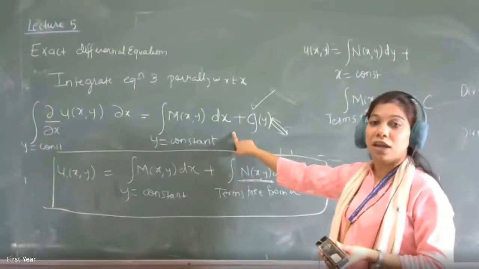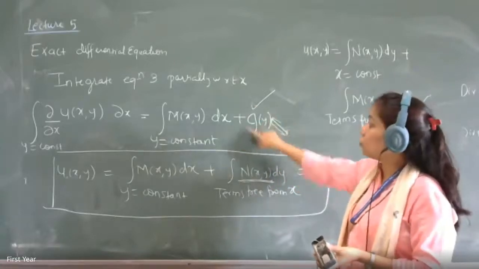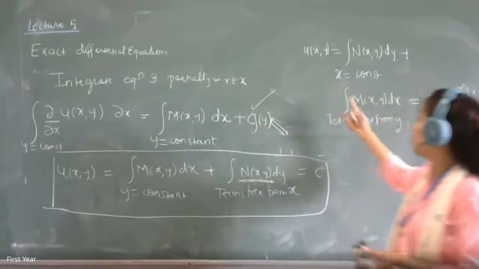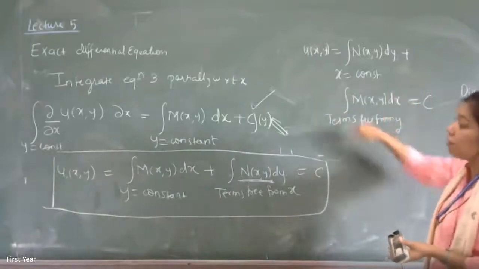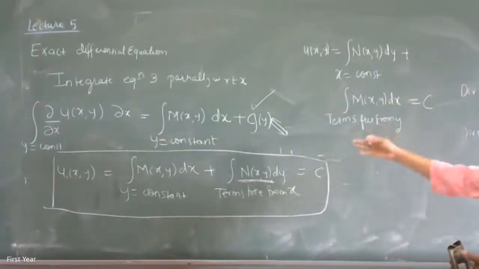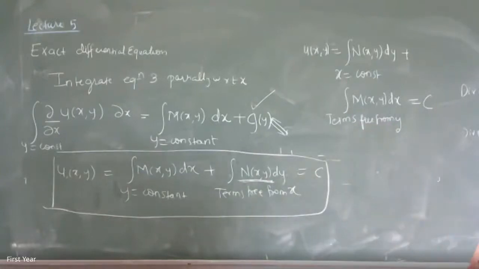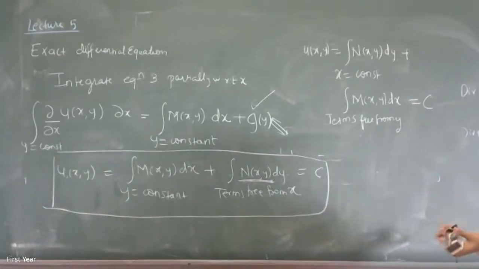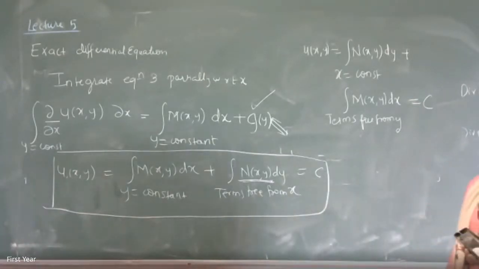That is not possible because of the partial integration which we do. When I do partial integration, this should be only a function of y. If I do partial integration, this should be only a function of x. So you have to take terms free from x or terms free from y, any one of them. If you are taking terms free from x, y should be constant. If you are taking terms free from y, x should be constant. Is this clear to everyone? Yes, ma'am.